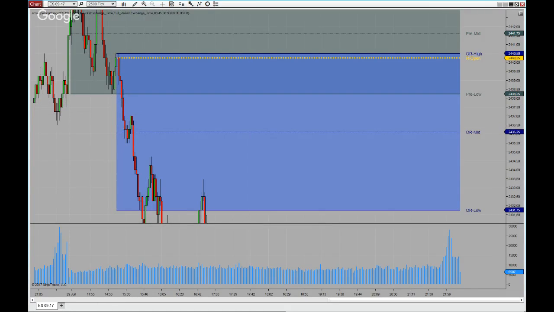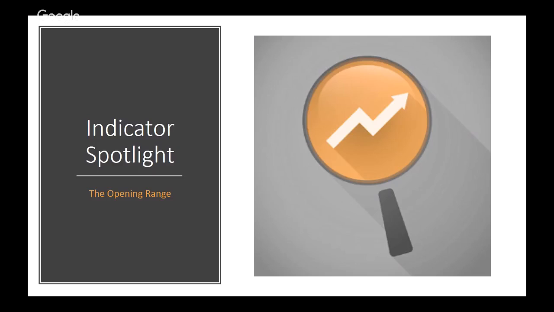I think that is what I had in mind for today. That concludes the first indicator spotlight that we had for the opening range. We'll see what we come up with for next month.